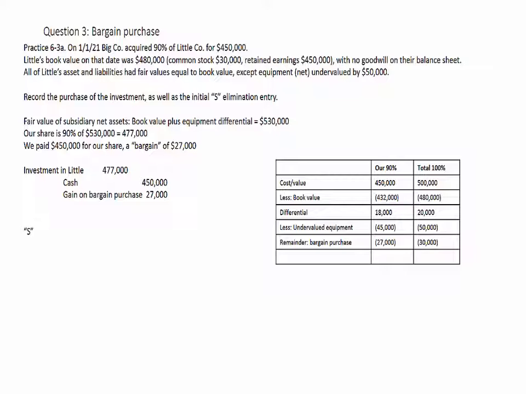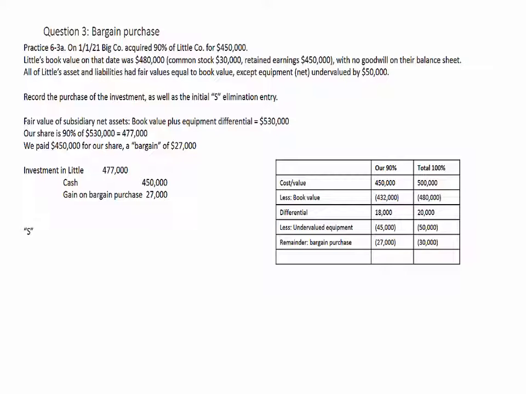Now, again, the nice thing about the way we're going to do this is we've recorded our investment in Little at $477,000, our share of the total date of acquisition fair value of the net assets of Little Company. So when we do our elimination entries, there's no evidence or suggestion that this bargain purchase existed. It was entirely accounted for when we acquired the investment.